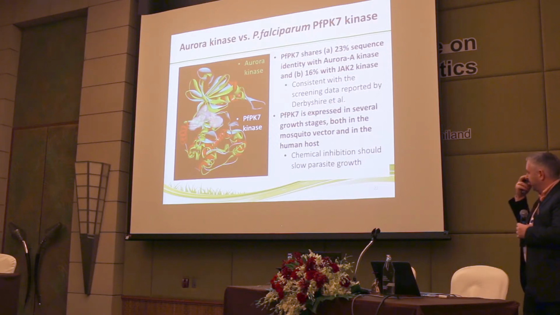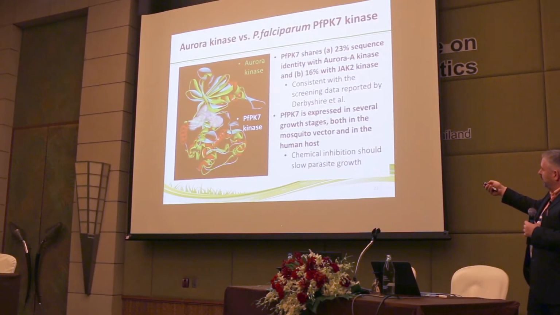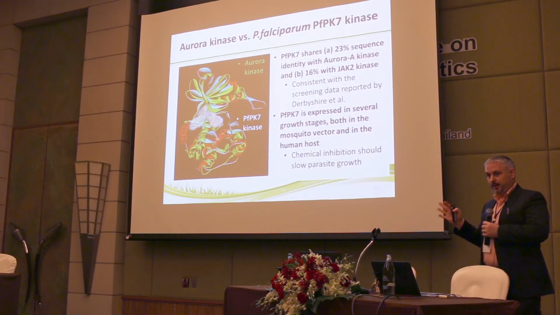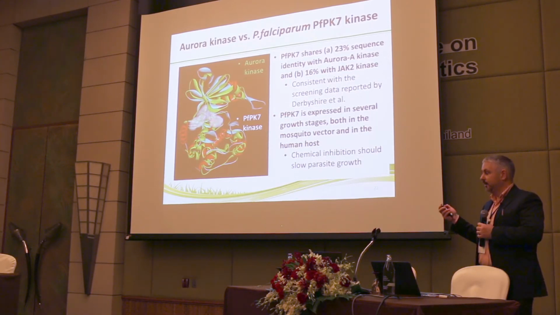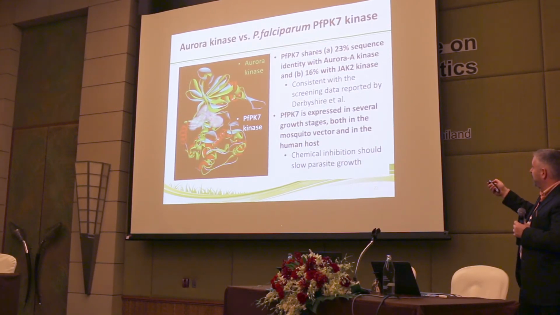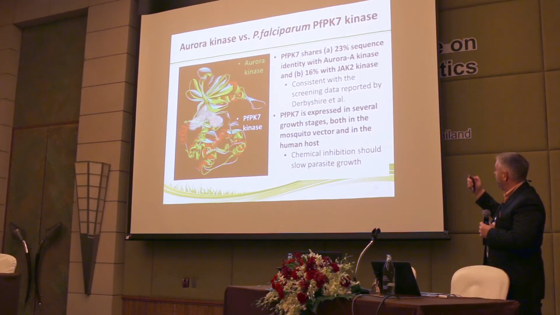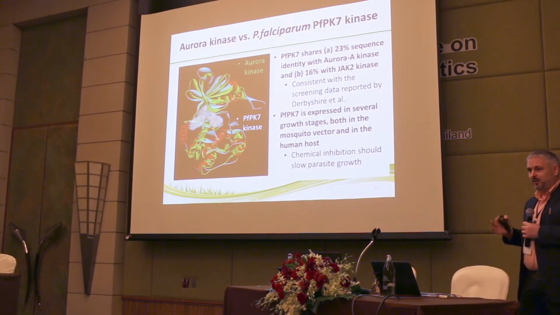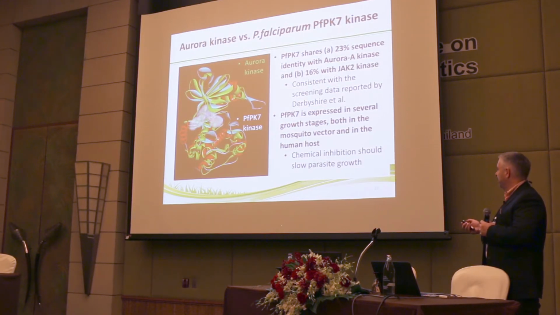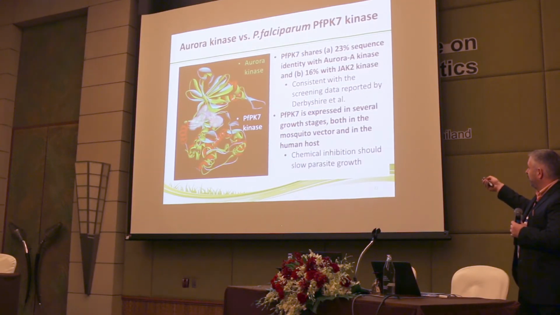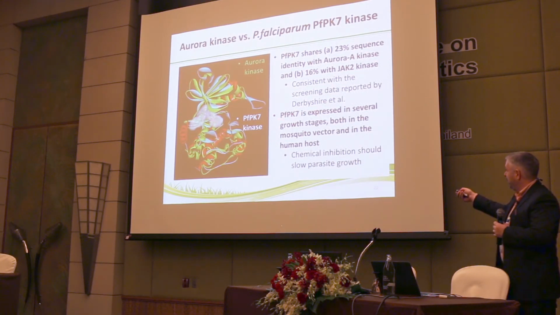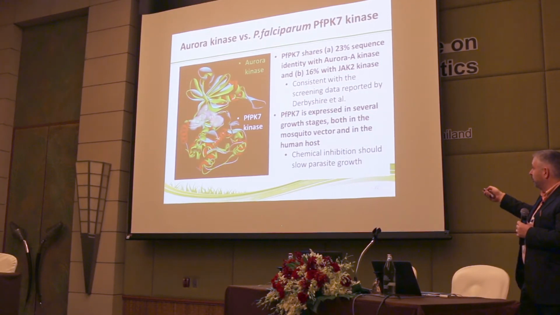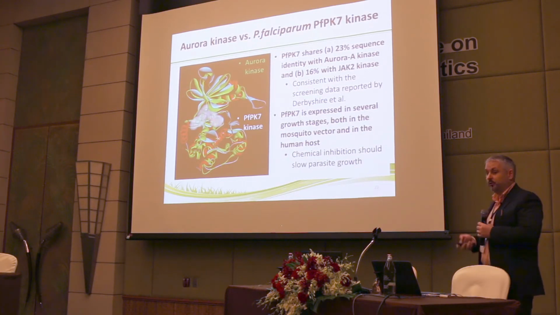Looking through the hits that we have, these came up as Aurora and JAK kinase hits from the HTS. Looking at the sequence similarity between the malaria kinome and these targets, you can find PfPK7, which has 23% sequence identity with Aurora, 16% with JAK, but about 40% sequence similarity. So these two targets coming up is again consistent with the screening data reported by Derbyshire. PfPK7 is expressed in several growth stages in the mosquito vector and human host, and it is believed chemical inhibition should slow the parasite growth.